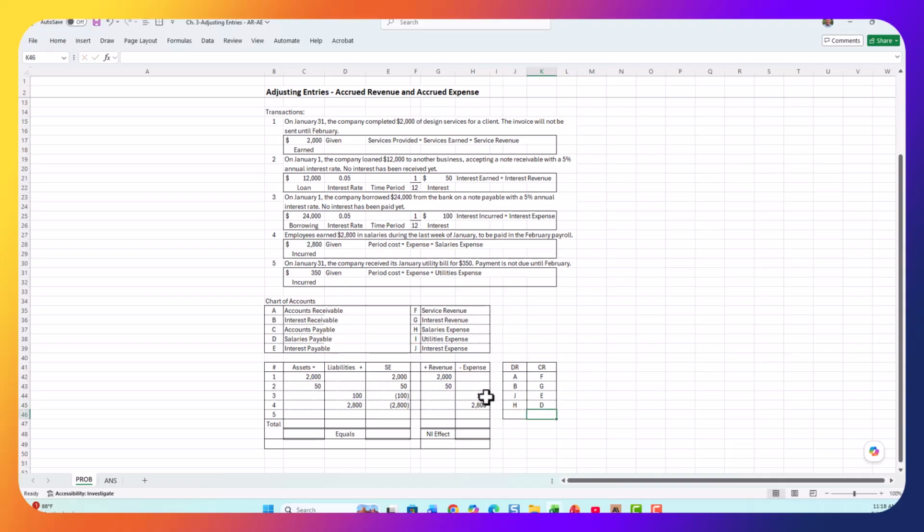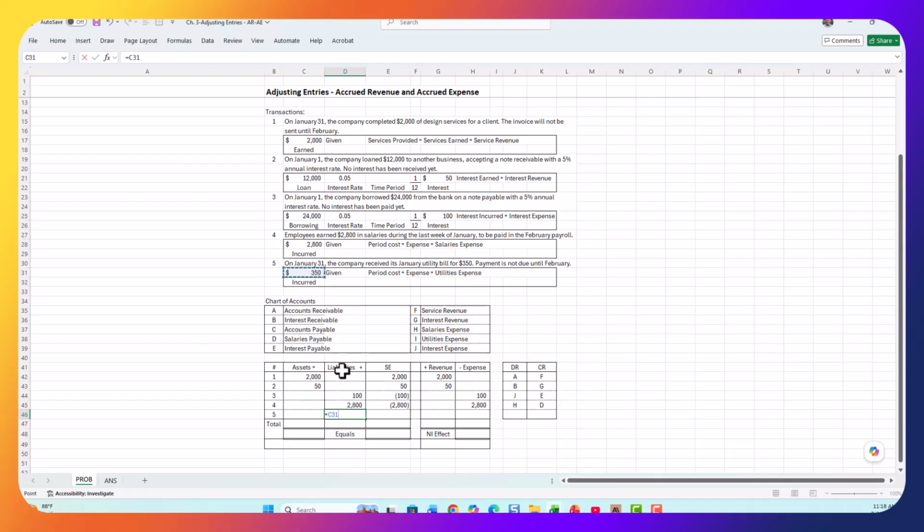The final accrued expense example deals with utilities. On January 31st, the company received its January utility bill for $350. Payment is not due until February. The bill has actually arrived, but we won't make payment until February. The cost is actually incurred during the month of January and must be expensed during that month, even though cash payment will not be made.